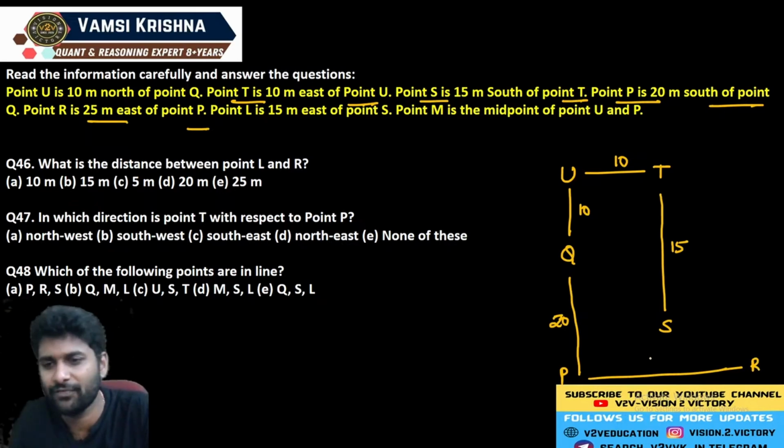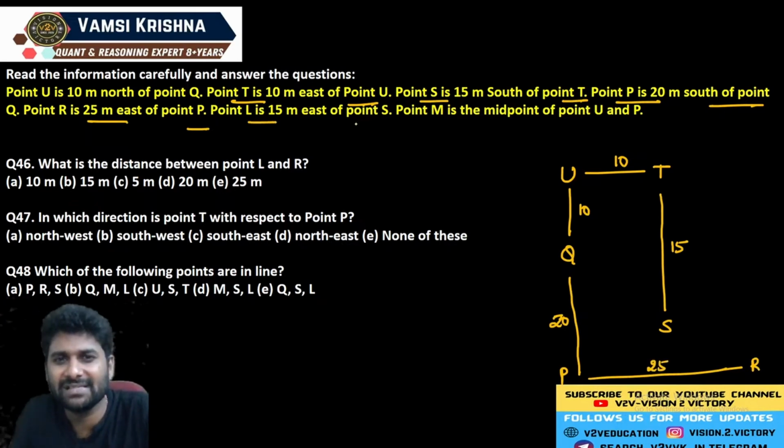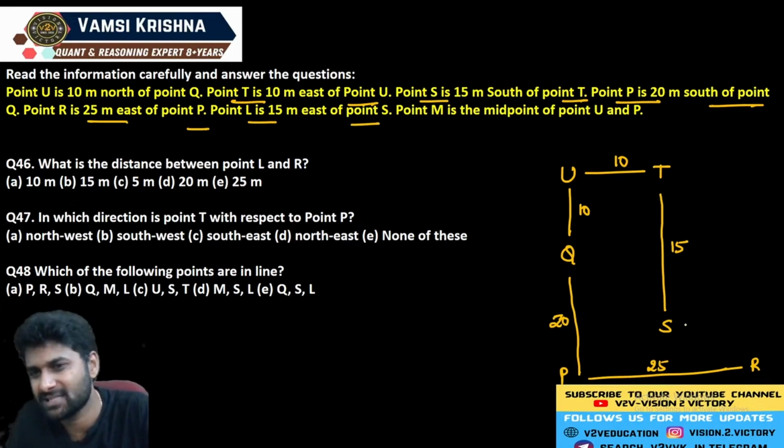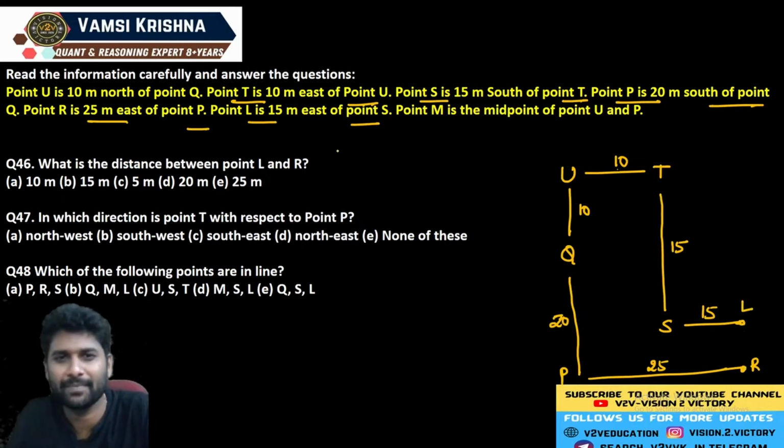R is east of P by 25 meters. L is 15 meters east of S. So, you know that guys, this is 10 and the total is 25, right? So definitely R and L lie on the same point, same line.